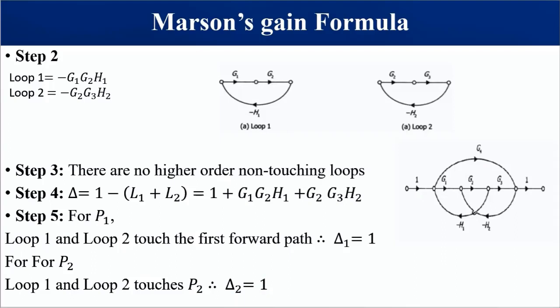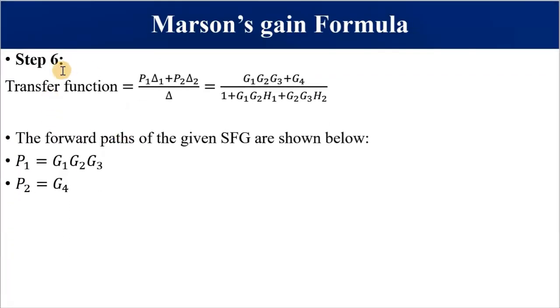Let us go and finalize. Right, this is our final step, and this is our Mason's gain formula. The gain of the first path, which is this, multiplied by 1, plus the gain of the second path, which is this, multiplied by 1, all divided by the determinant of the signal flow graph. So this is the solution.